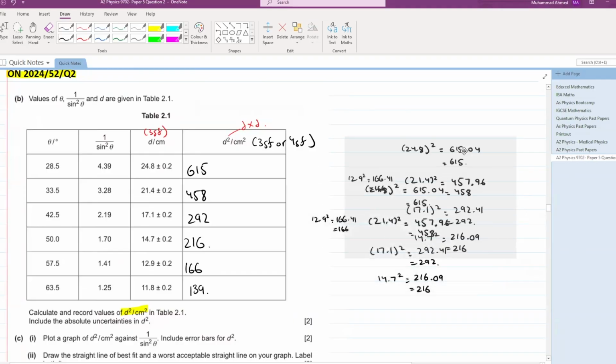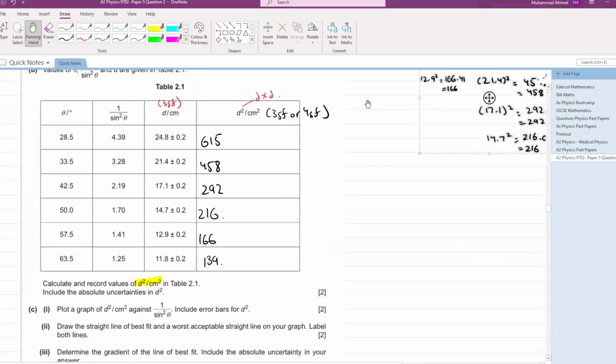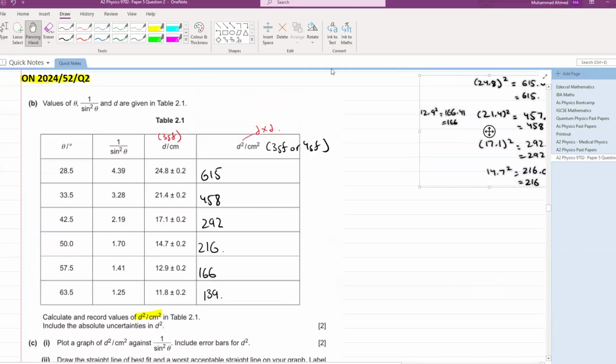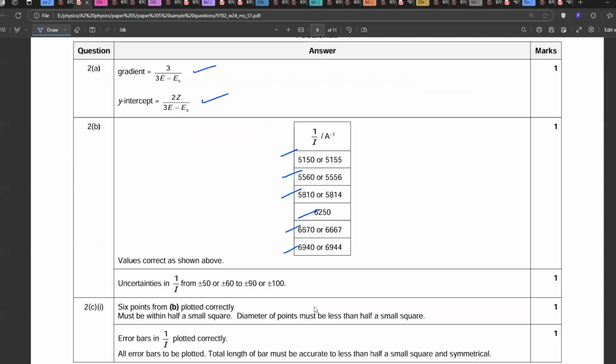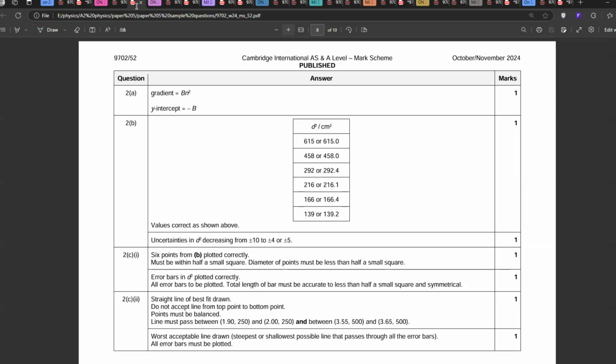Let's check whether we are correct or not. This is October November paper 5 variant 2. So if I see here, yeah, this is the one. 615, 458, 292. I guess we are correct. 216 is also correct. 166 is also correct. 139 is also correct. So yeah, we are going good up till now.